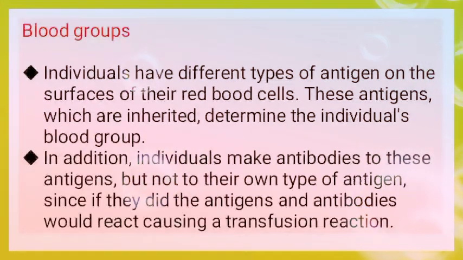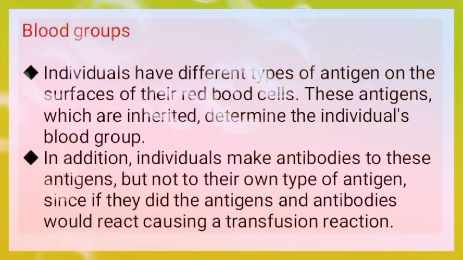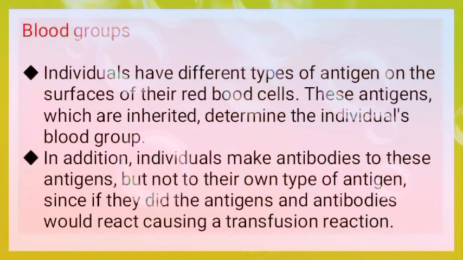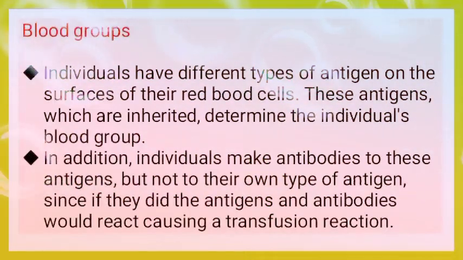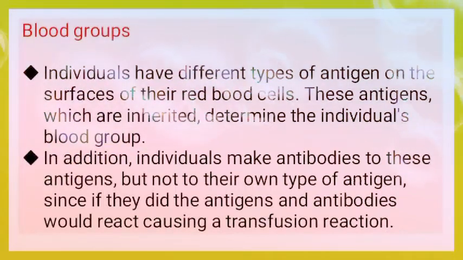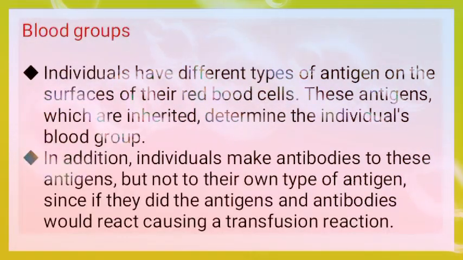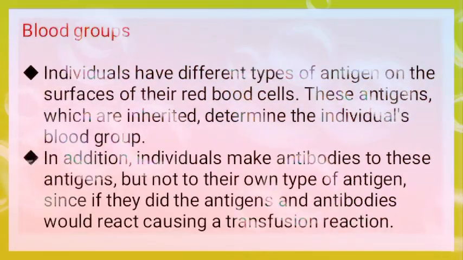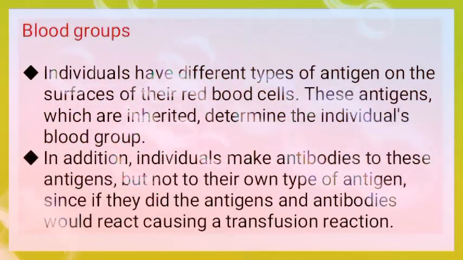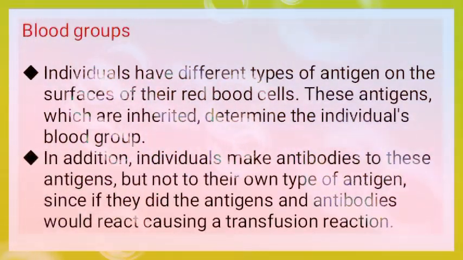So the blood group, in this case, we are saying that each and every individual contains different types of antigens on the surface of their red blood cells. And for the person to be grouped under one category or blood group, what determines it is the type of the protein that is carried on the surface of the red blood cell, in this case, the type of the antigen that the red blood cell contains. And actually, this antigen is inherited from the parents' genotypes.